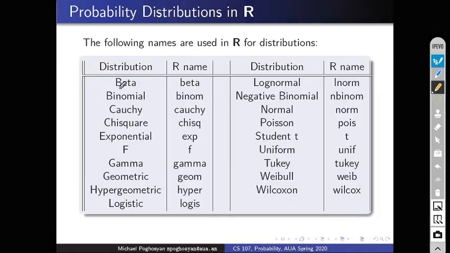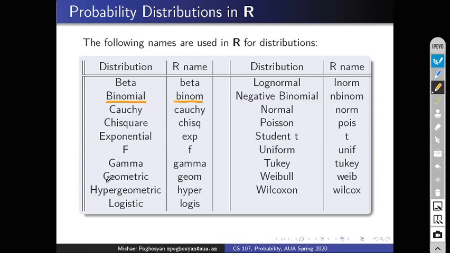There are a lot of distributions implemented in R, and they have some names. Say the beta distribution's name in R is beta, the binomial distribution is binom, the Cauchy distribution's name is Cauchy, etc. So we have a lot of distributions. Today we're going to talk about the binomial distribution. So R's name will be binom.